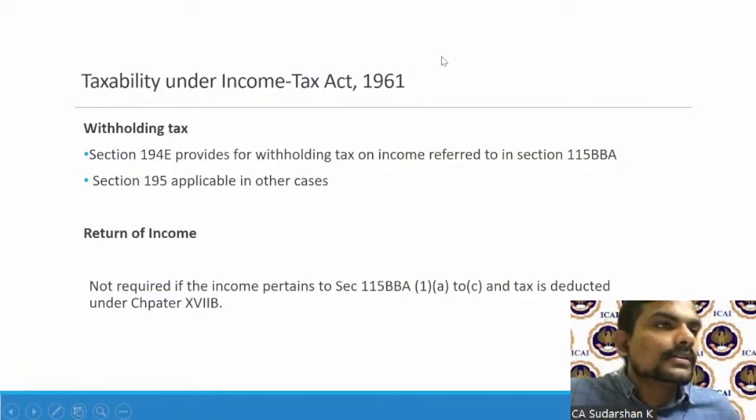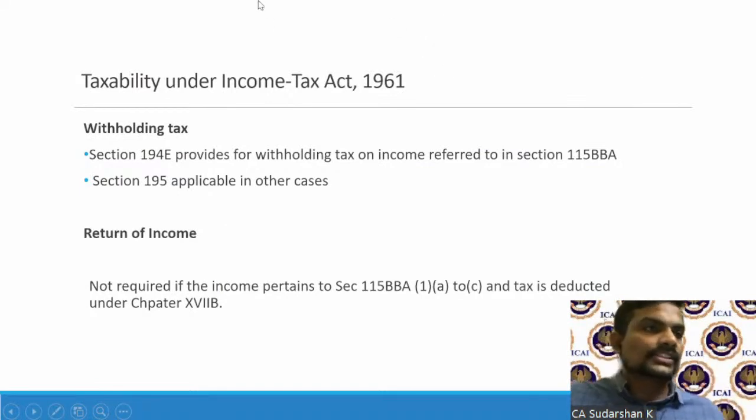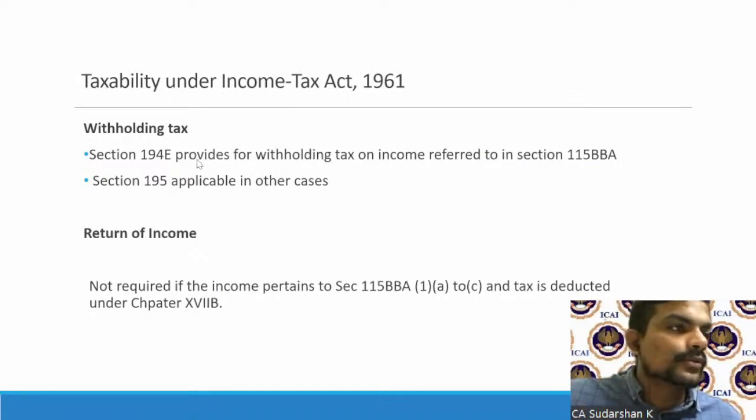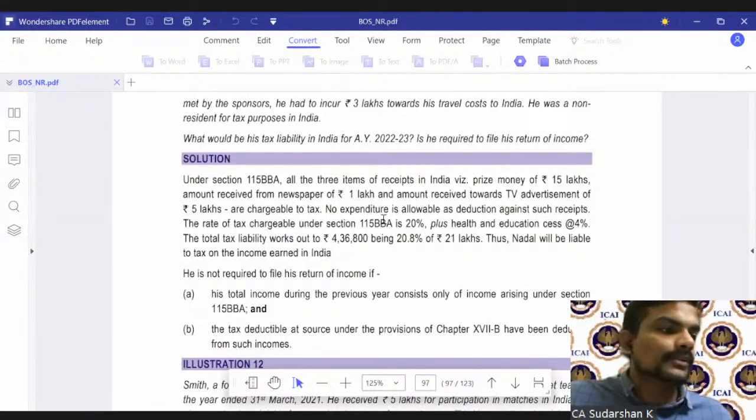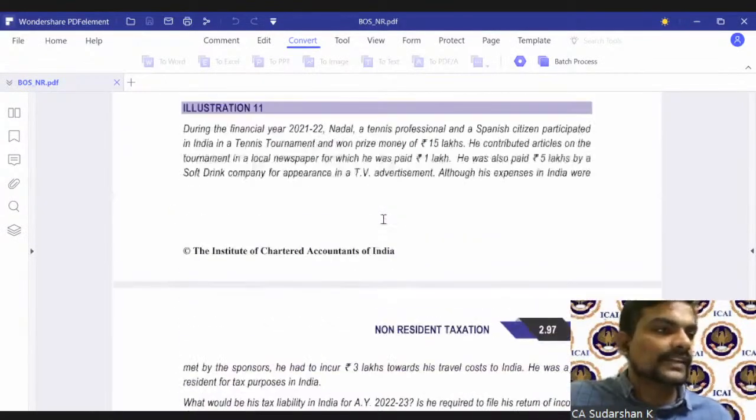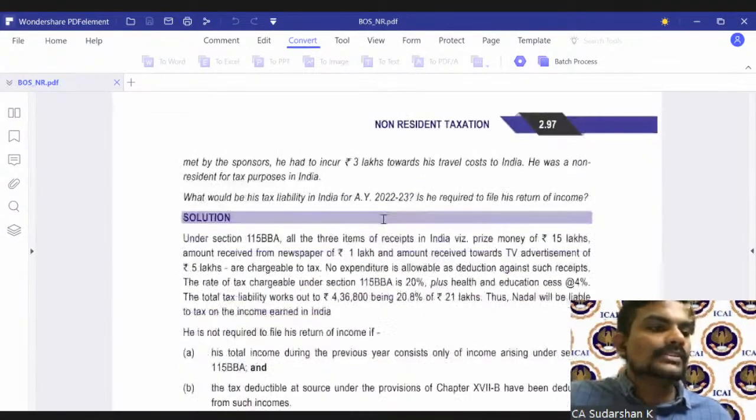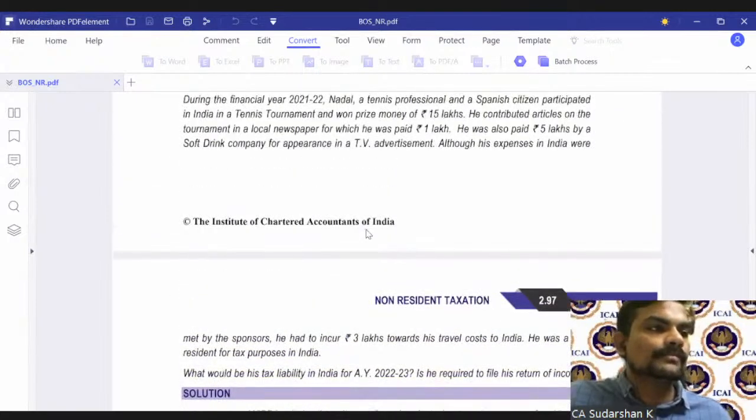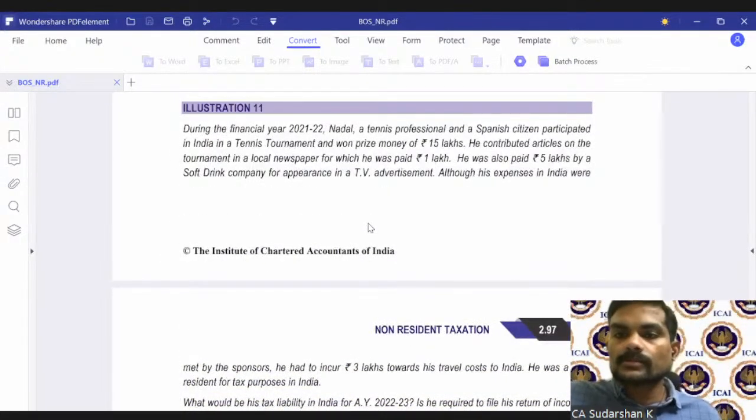Welcome back. So we were looking at largely the taxation in special cases. But before I move on to the very important NRI taxation, to better appreciate 115BBA, please also have a look at illustration 11 and illustration 12 in the material, which strengthens the concept further.